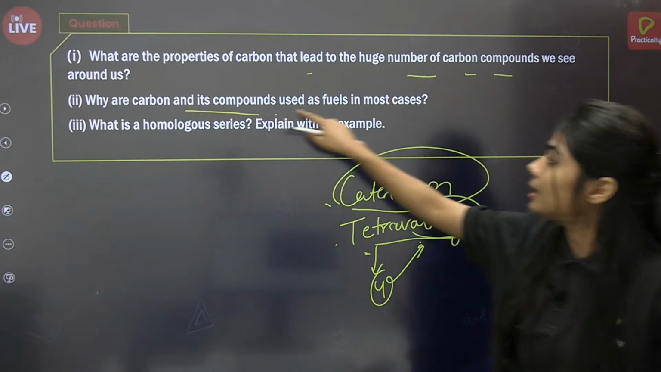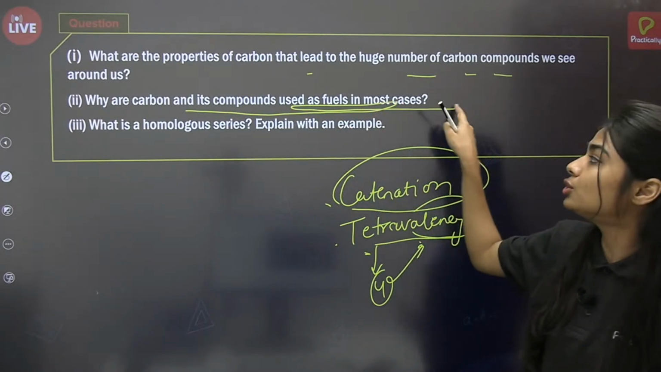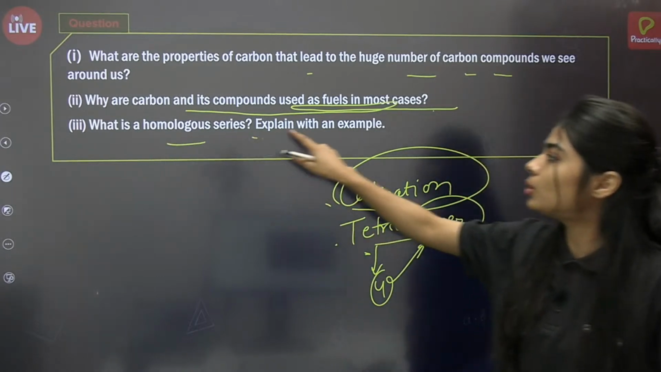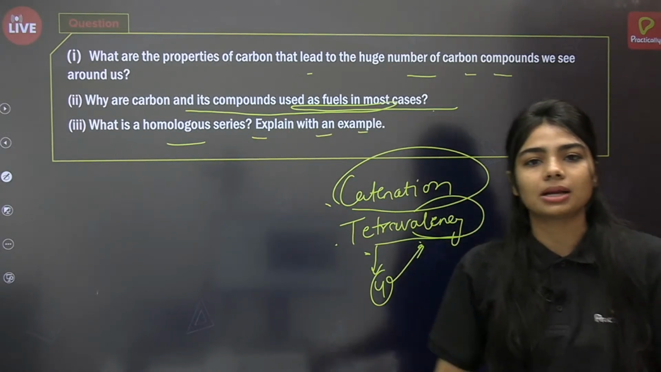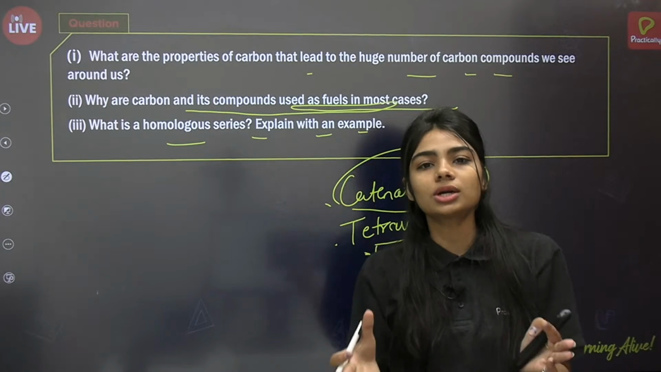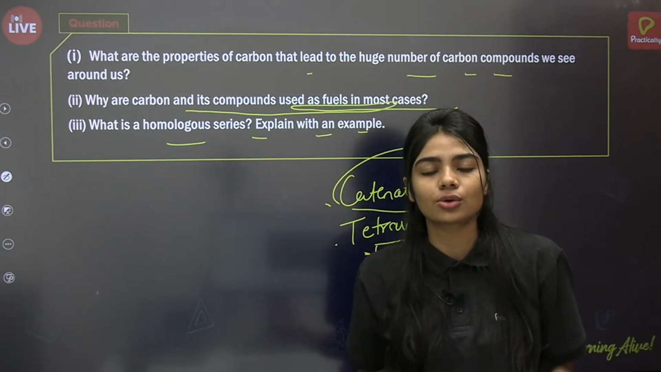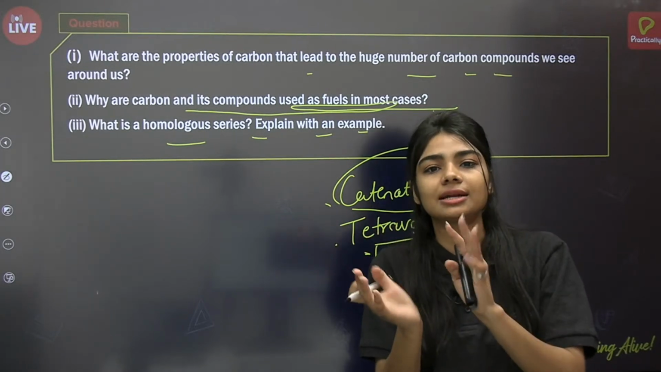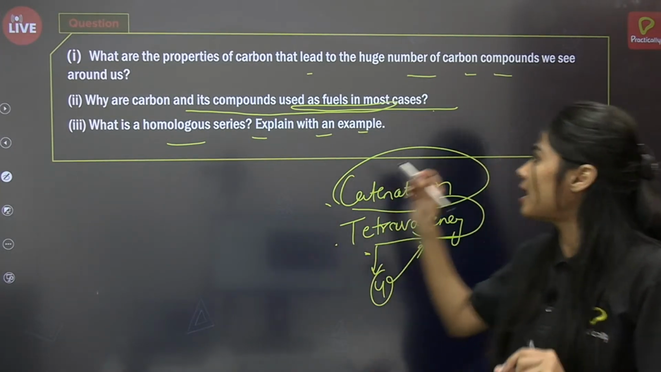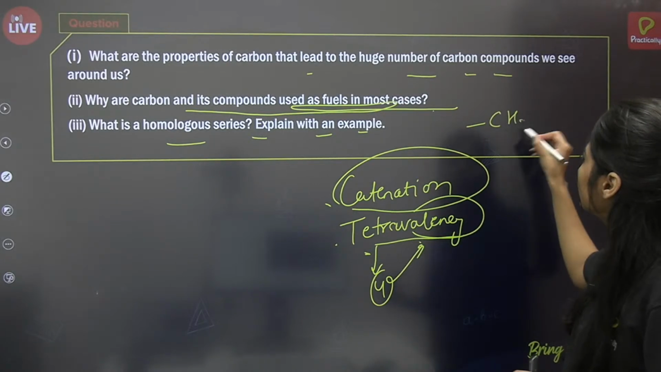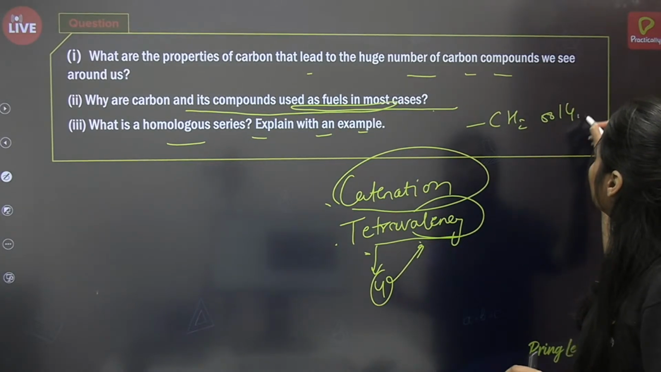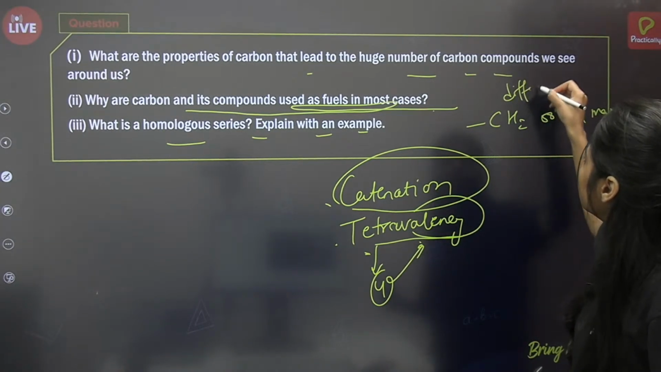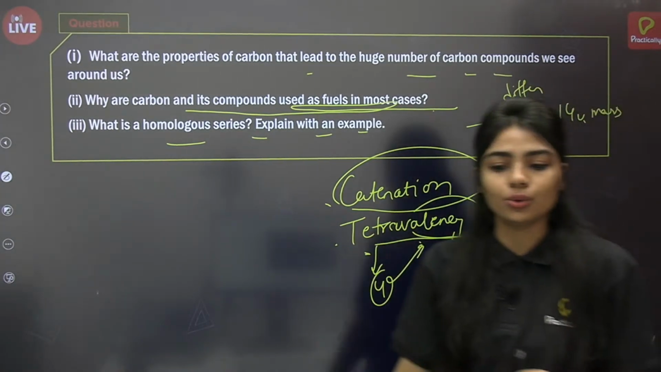So carbon and its compounds are used as a fuel due to their high calorific value. What is a homologous series? Explain with an example. We know that in a homologous series, we have the same functional group, and if I take two adjacent compounds, they differ by CH2 or 14u mass.